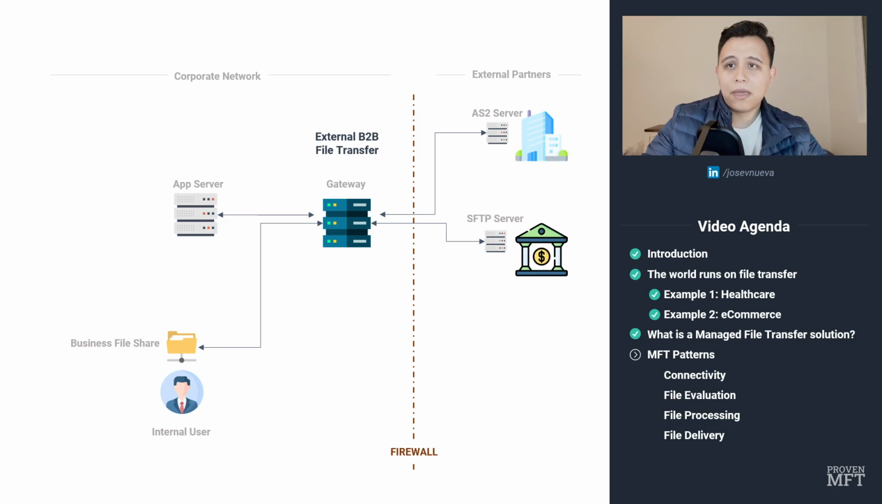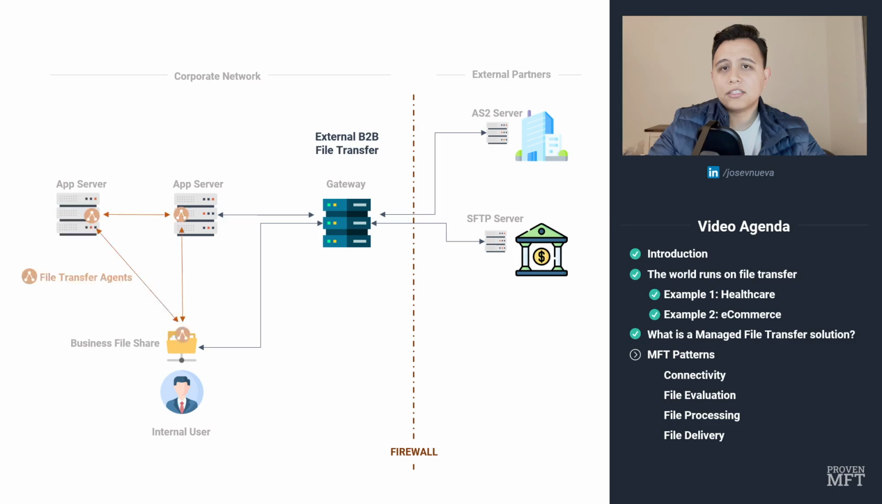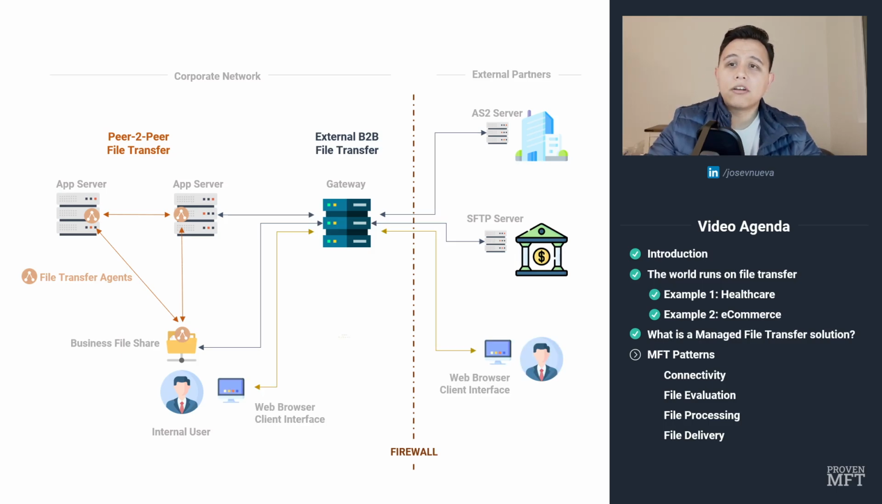The second pattern is internal peer-to-peer file transfer, and this is the need to exchange files between internal users, servers, and applications without double hopping or bottlenecking the B2B file transfer gateway, using peer-to-peer file transfer agents. And the third pattern is ad hoc. This is the need for secure file sharing and collaboration, but typically in a more non-standard, non-automated format.